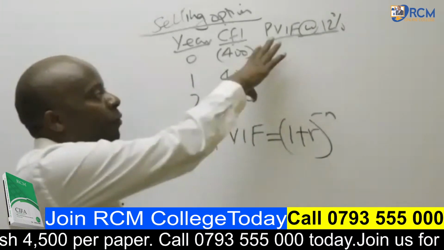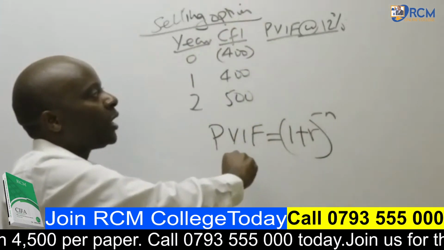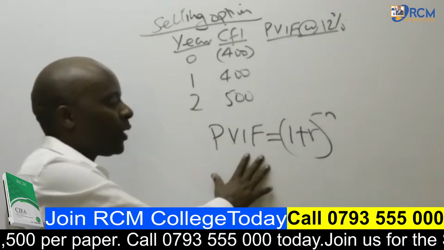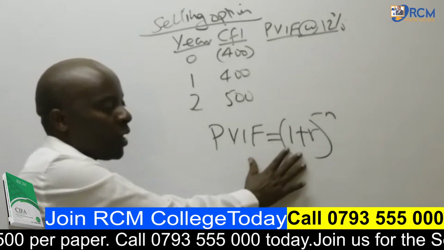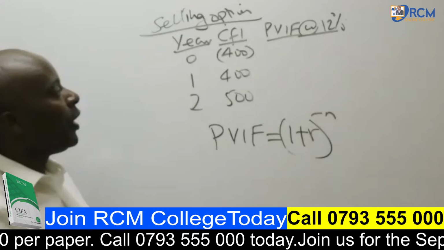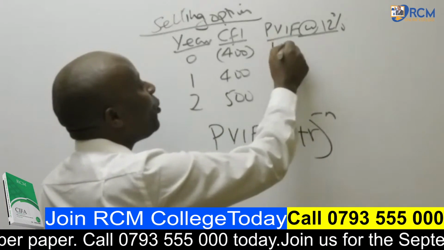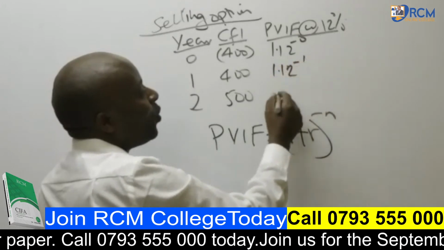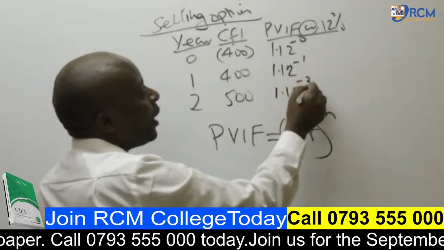And remember now, for purposes of discounting these future cash flows, we are using PVIF. The PVIF is the present value interest factor. And to get this, we normally talk of 1 plus R raised to negative what here? Negative N. So this becomes 1.12 raised to negative 0, this becomes 1.12 raised to minus 1, this becomes 1.12 raised to minus 2, like that.